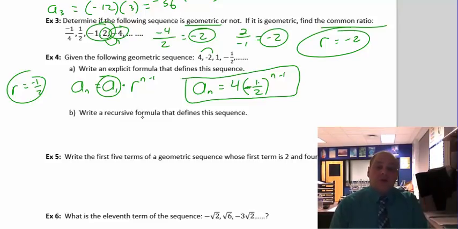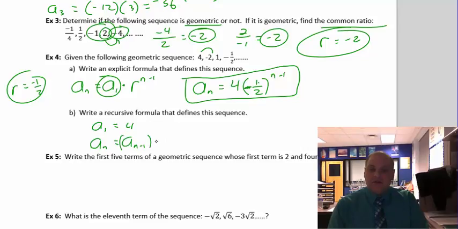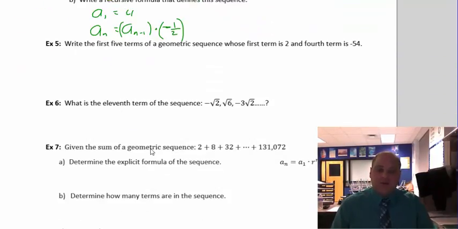Now if I want to write that recursively, I'm going to say A1 equals 4, and then A sub n equals A sub n minus 1 times -1/2. I just say previous term times -1/2. And that's how you write it recursively. Okay, again, this is going to take a little practice, and we'll do it in class.